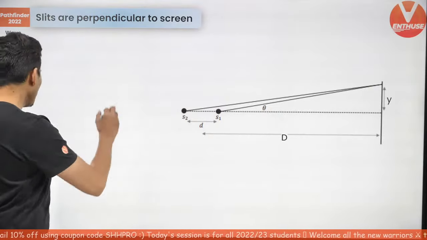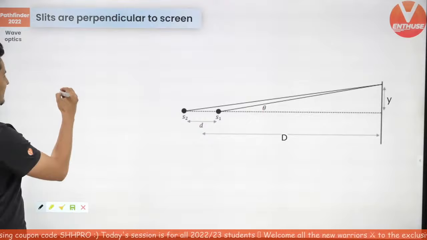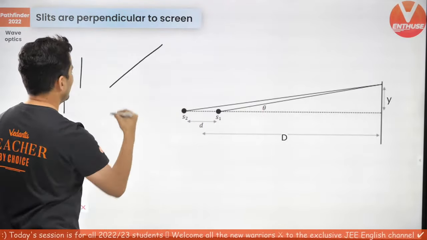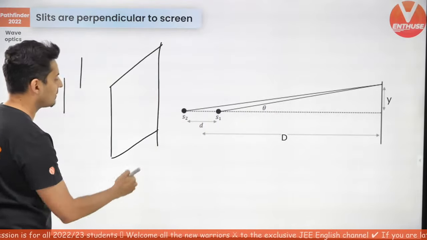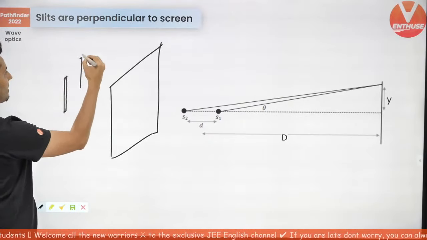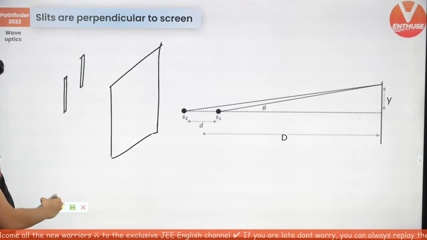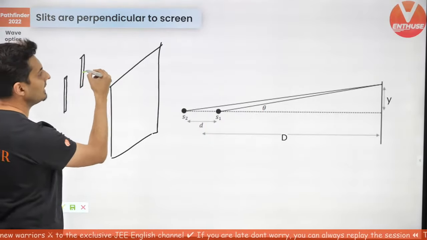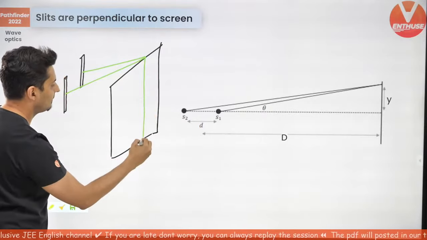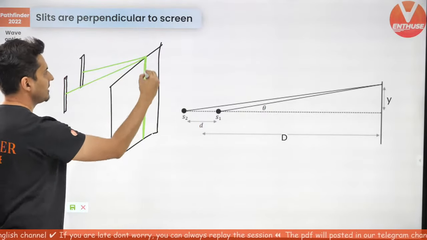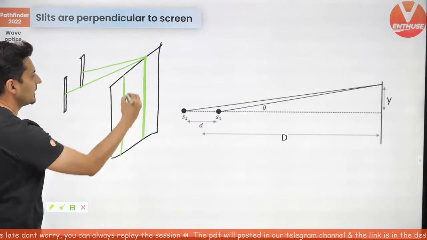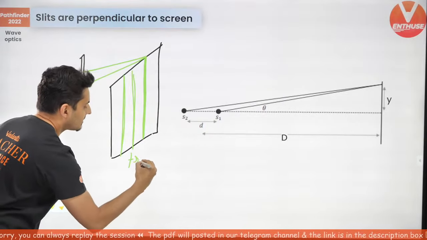See, when your slits were like this, and the screen was over here, think about it. These were your slits, they were parallel. Then imagine this in 3D. If you reach here like that, you will get a fringe like this. You will get a fringe parallel to the slits. You will get fringes right over here. These are your fringes.